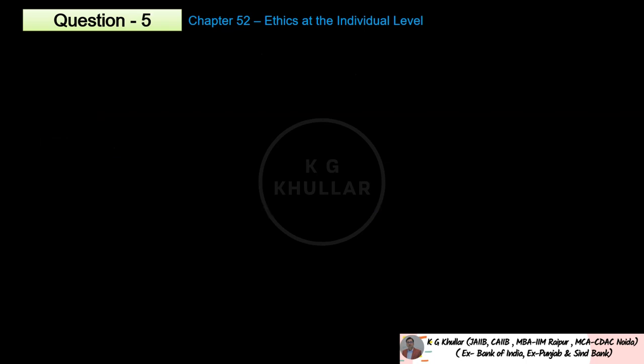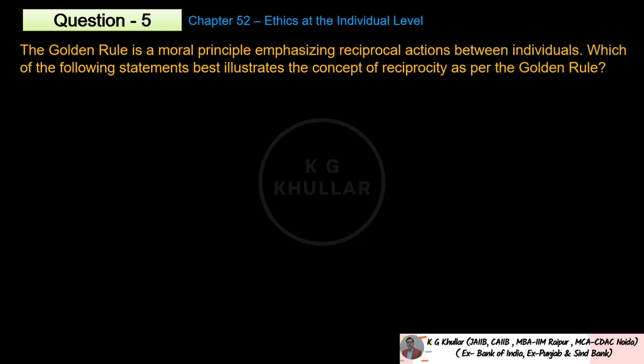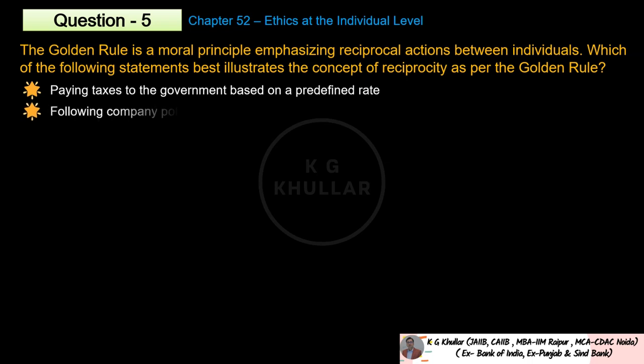The next question is from chapter 52, that is ethics at individual level. And the question is, the golden rule is the moral principle emphasizing reciprocal action between individuals. Which of the following statements best illustrates the concept of reciprocity as per the golden rule? And these options are given to you. That is, first option is paying taxes to the government based on a predefined rate. Then second option B is following companies' policies to ensure compliance.